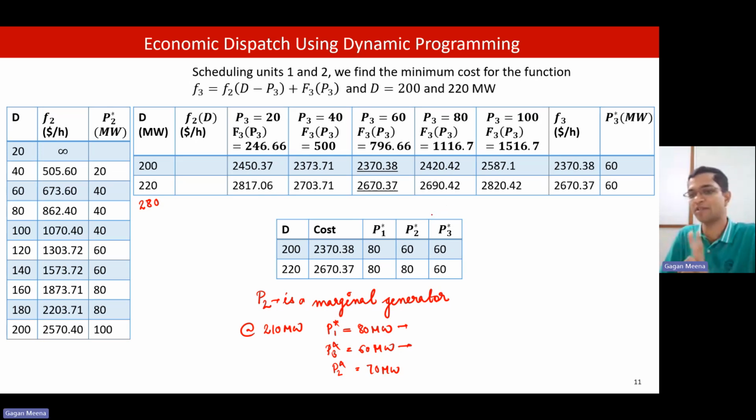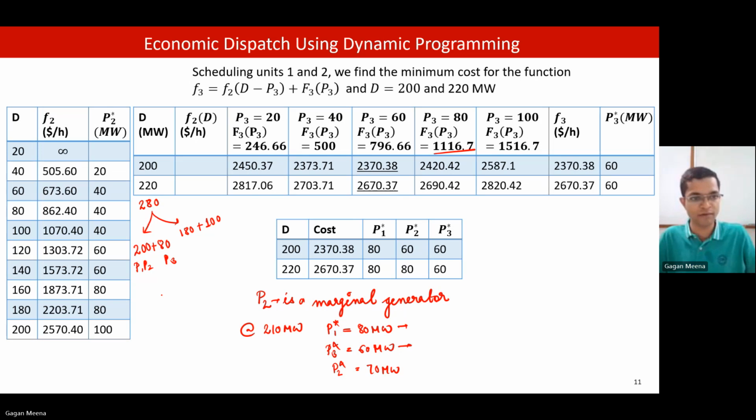So there are only two combinations possible here. One is P1 plus P2 is 200 and P3 is 80. Next is P1 plus P2 is 180 and P3 is 100. In both cases we can meet 280, right? In this case, we need to add 116.7 plus 2570.4. Let me just add these two values.